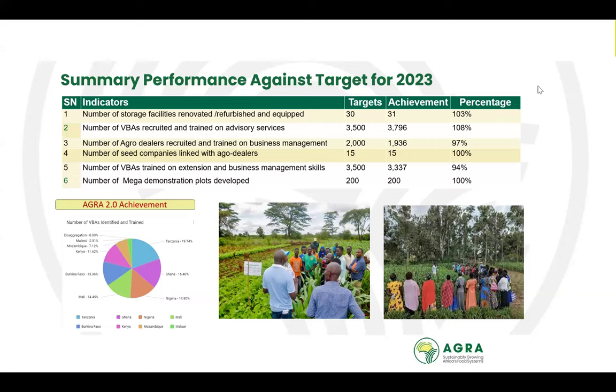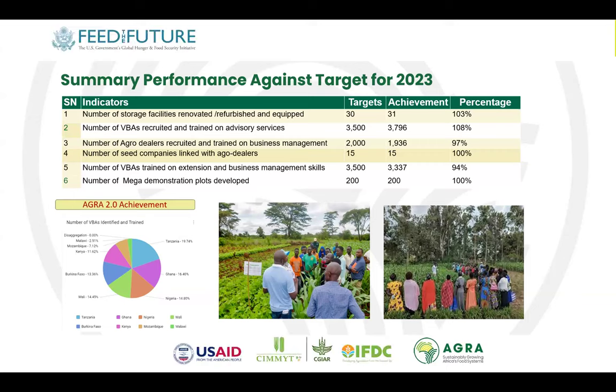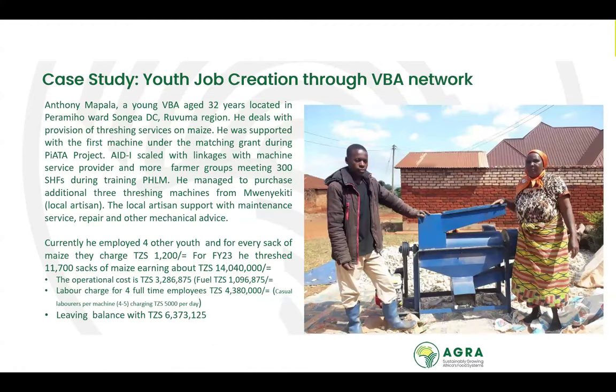With the contribution from AGRA, the target is moving. Before AGRA, we had 16,000 plus VBA, but currently I think the number is ticking to 88,000 plus. So we really recognize AGRA for the support that enables us to recruit more VBA. Now we are taking them to the phase of monitoring to ensure that they can support farmers better, but also support access to finance, in collaboration with the financial pool of investment with the banks and MFIs.